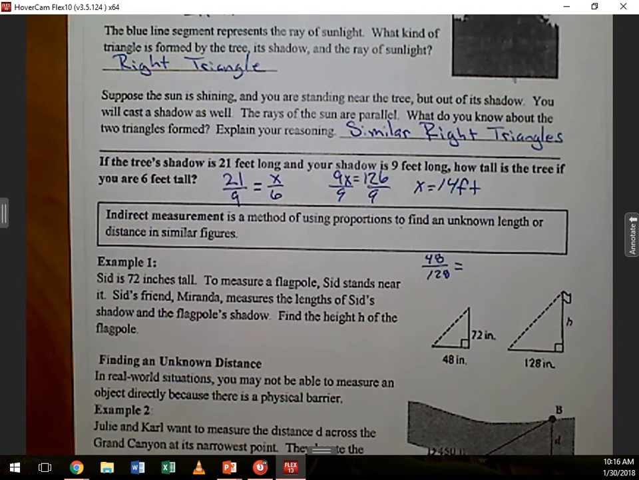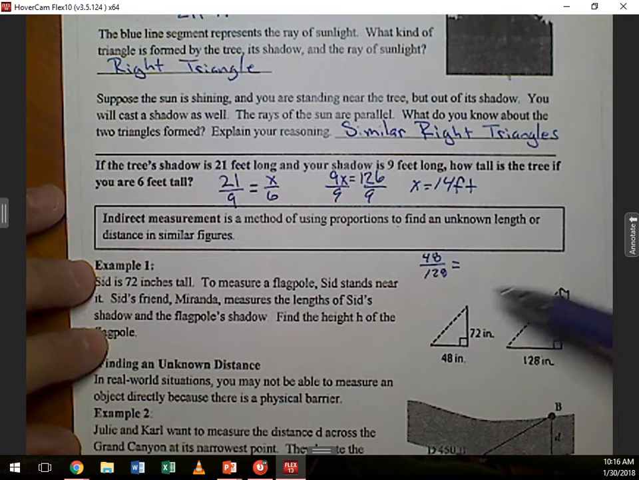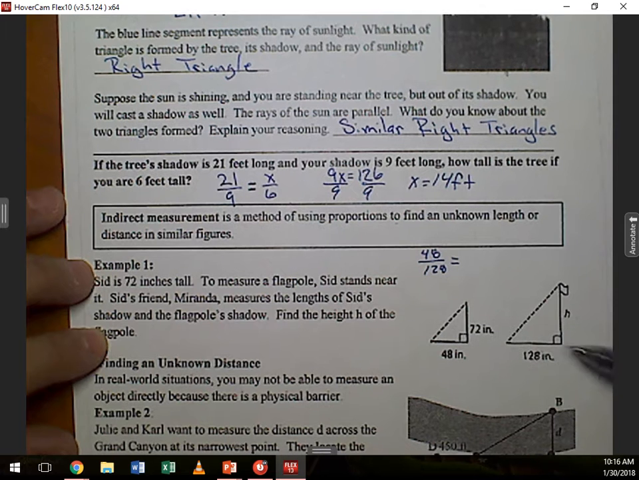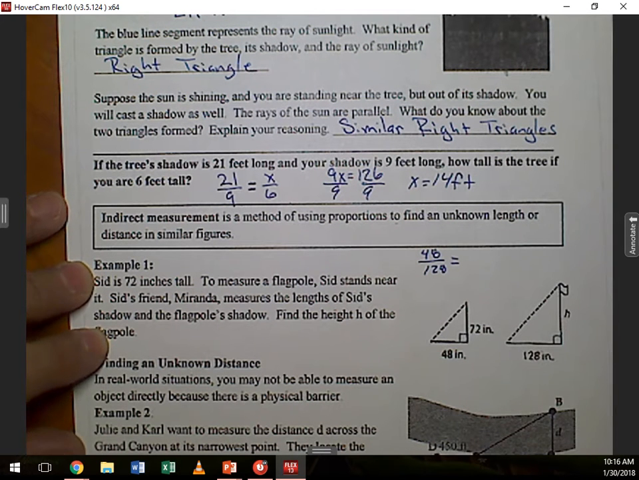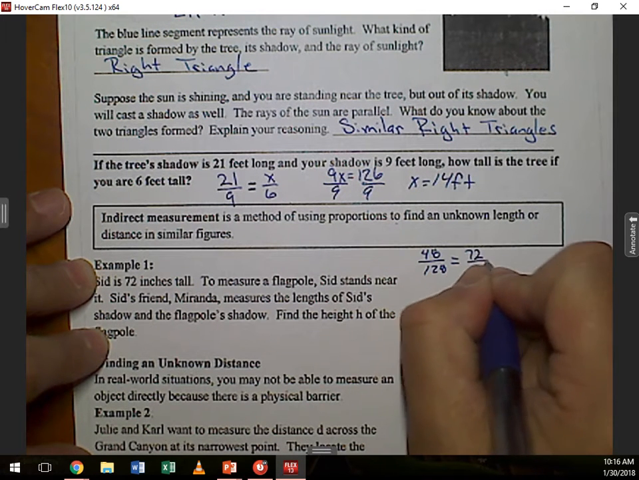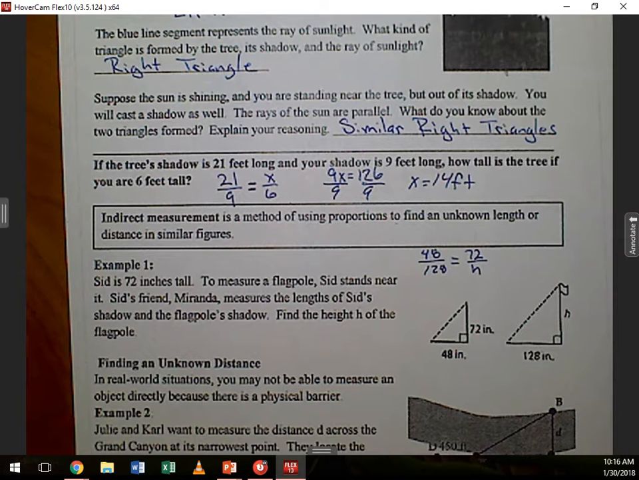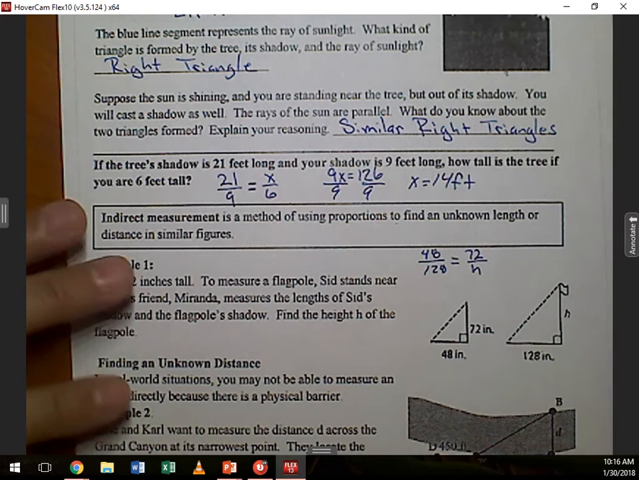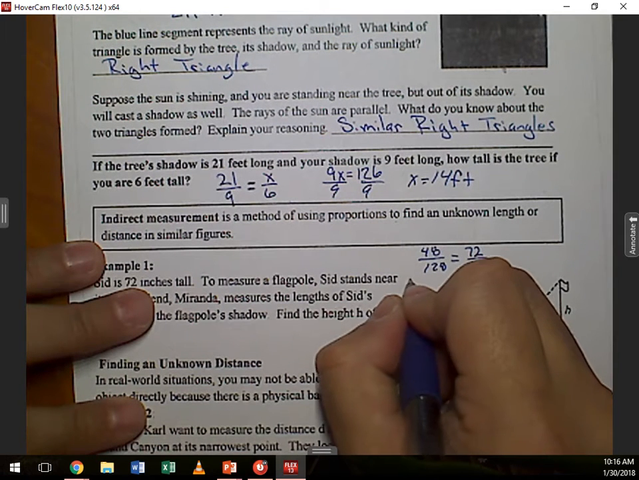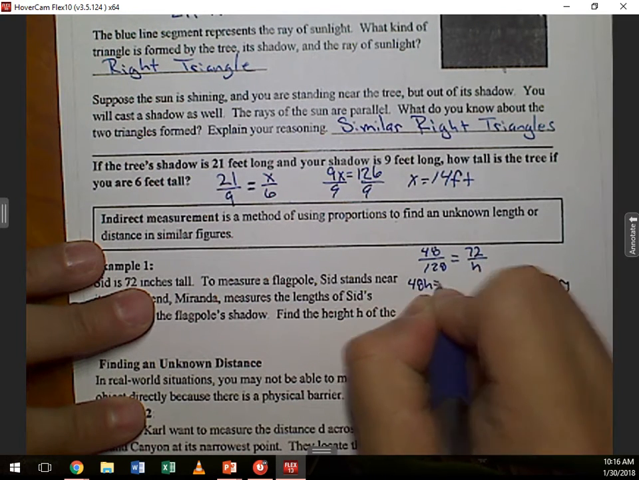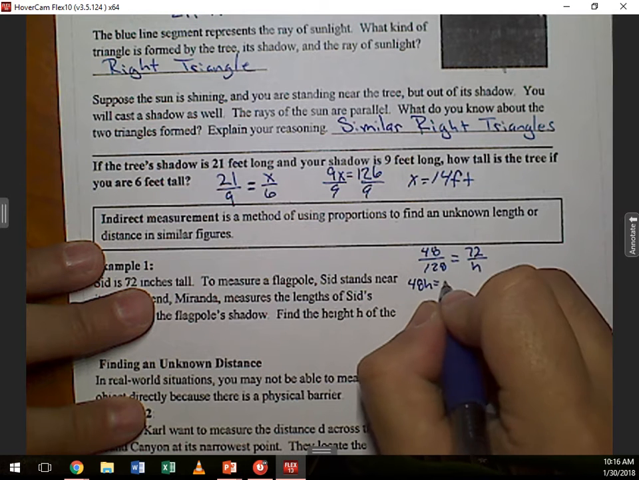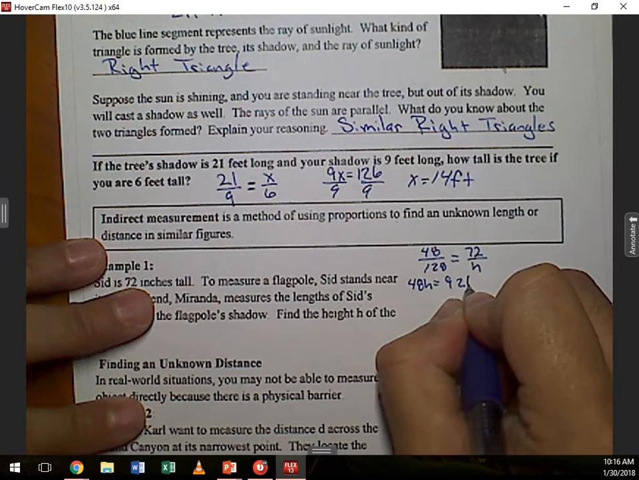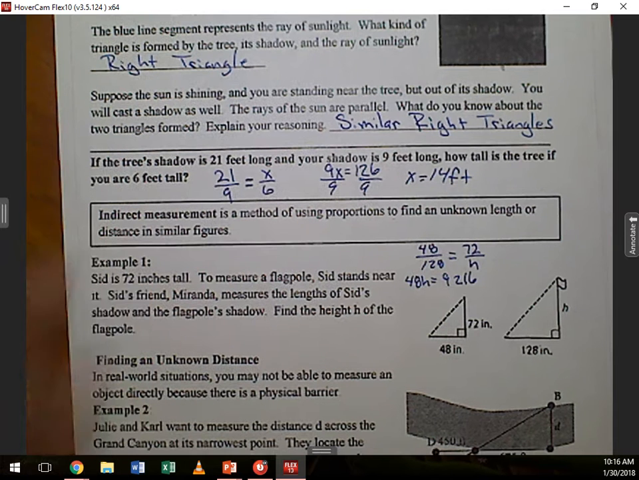And that's going to be equal to 72 over h, right? Because 48 was on top of this ratio, which came from the small triangle. And then h is from this triangle, so it's going to be 72 over h. And from here, I'm going to go through and do my cross products. So I get 48h. What is it? 9216, like that? Yeah. Okay, good.